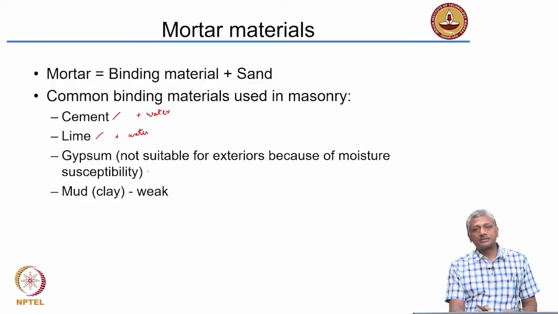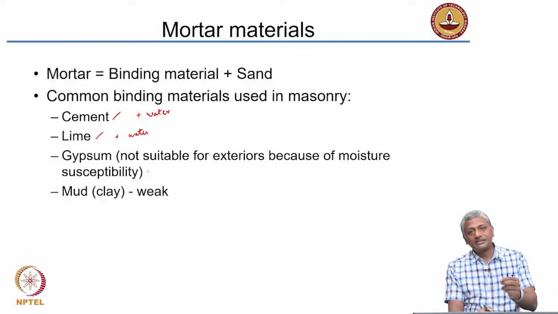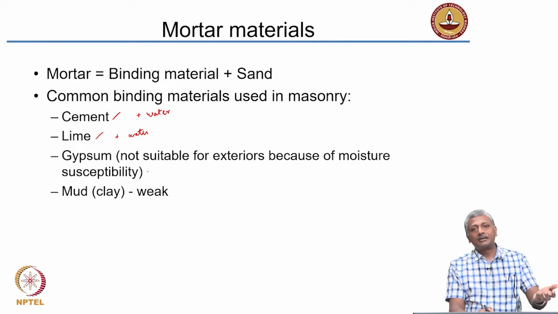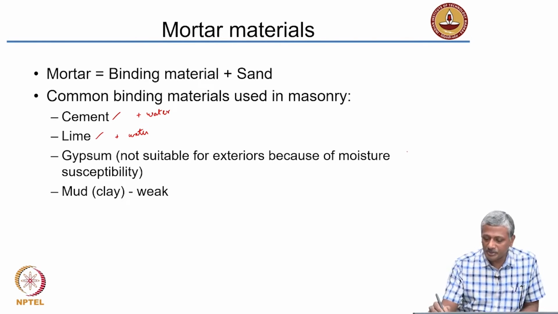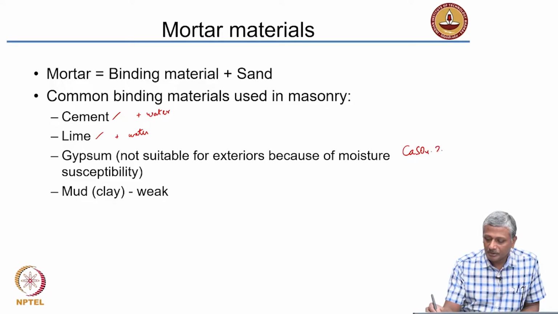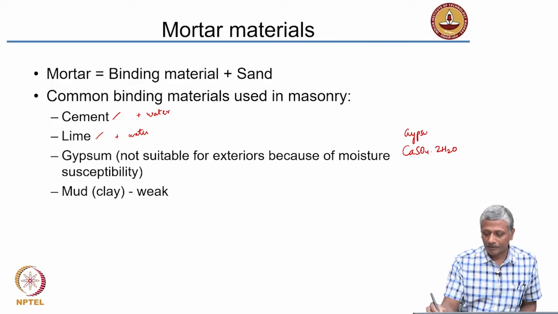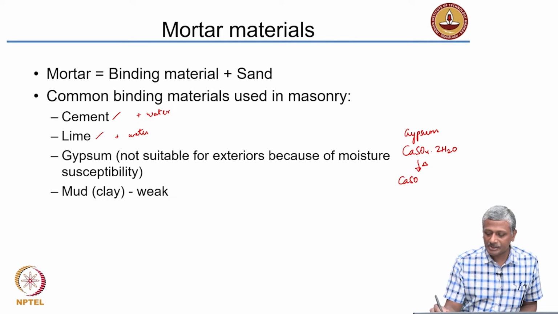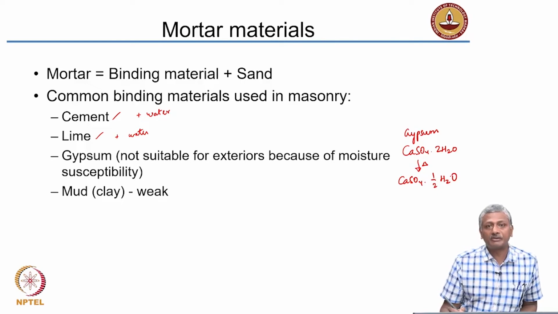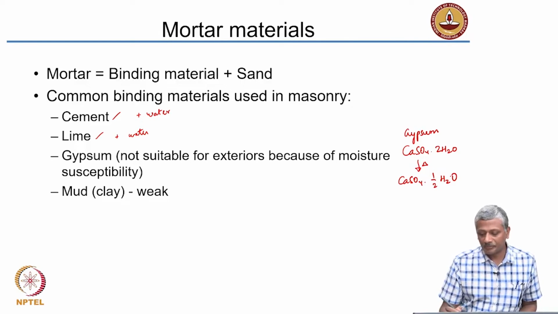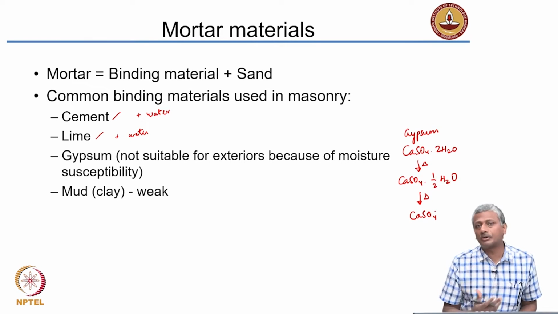Now, gypsum itself is not used in the form of gypsum itself, but it is used in the form of anhydrite or hemihydrate, because you know gypsum is calcium sulfate dihydrate. Two molecules of water are attached in the structure of gypsum. When you take this and heat it, you get your hemihydrate, that is calcium sulfate half H2O, which is hemihydrate. And you further heat it, you get dry calcium sulfate or anhydrite, anhydrous calcium sulfate.